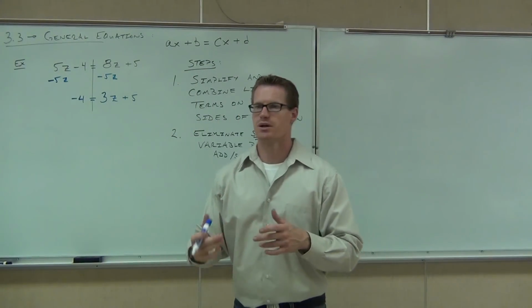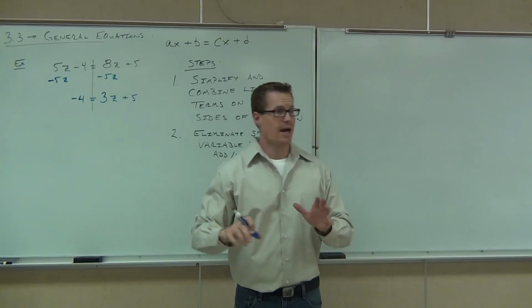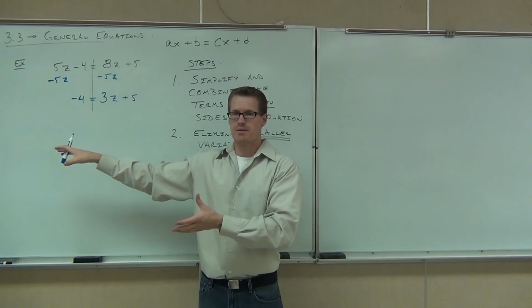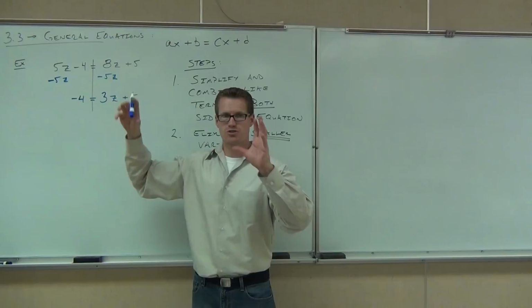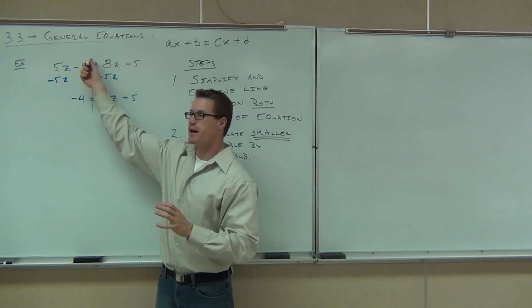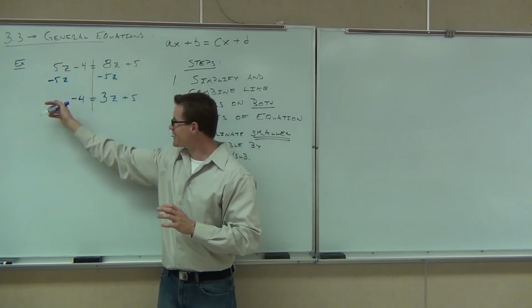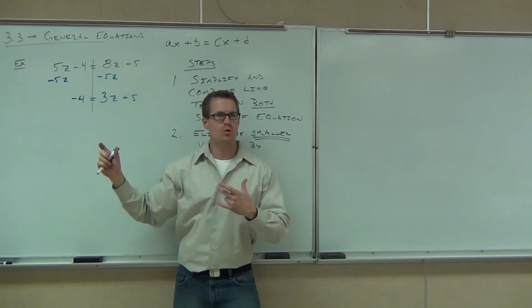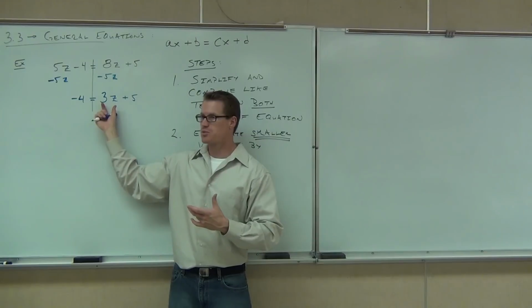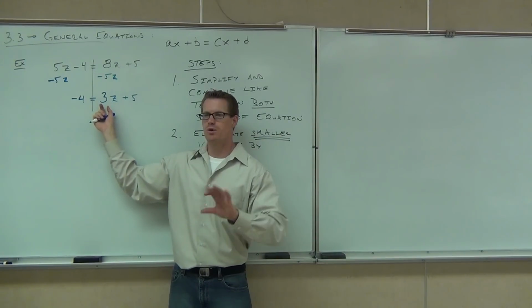As soon as we get rid of our smaller variable, you're going to have something like this. The equations are going to look the same every single time you do this. You're going to distribute, combine like terms, and get rid of the smaller variable, and you'll get something that looks like this, where now you only have one variable, but it might be surrounded by some numbers. Now is the part where we get rid of those numbers.